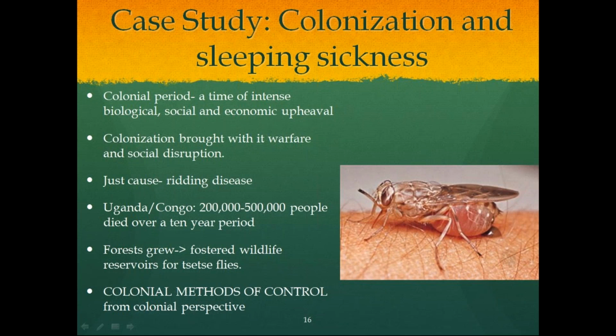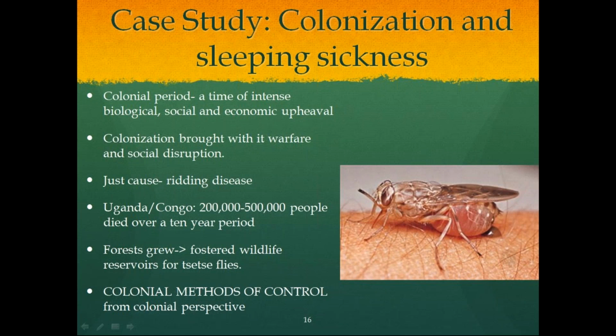You can imagine that if there's conflict, sometimes when people want others to leave, they burn down their homes, they burn down bush, and that has a lot of effects on the ecosystem. So there was warfare, there was social disruption, and back in the mid 1800s there was an outbreak of African sleeping sickness.